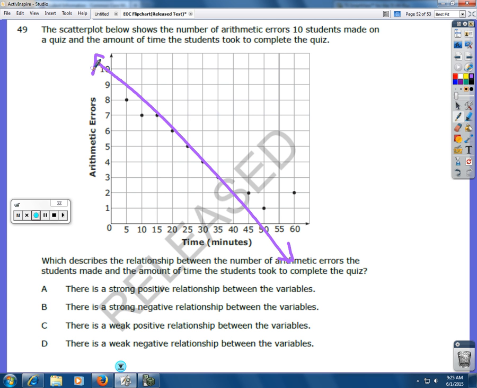So obviously it has a negative slope, so we can go ahead and cross out the ones that say positive. So that's A and C. And now we have to decide if we think it is a strong or a weak correlation. A weak relationship would look a little bit more like this, okay? And a stronger relationship would look a little bit more like that. Here, I'm sensing that this is probably closer to a strong relationship. So I would select B, strong negative.